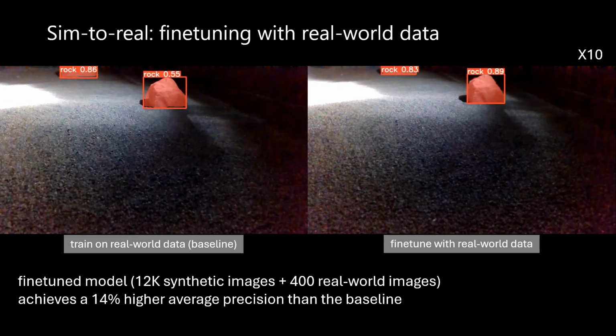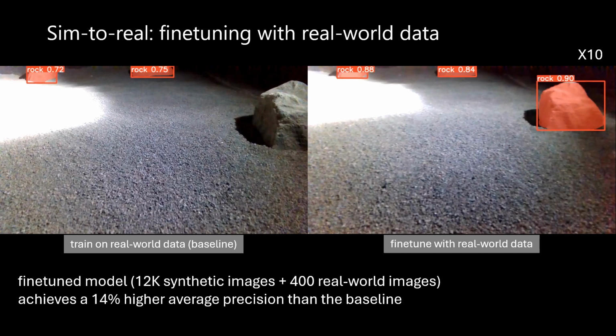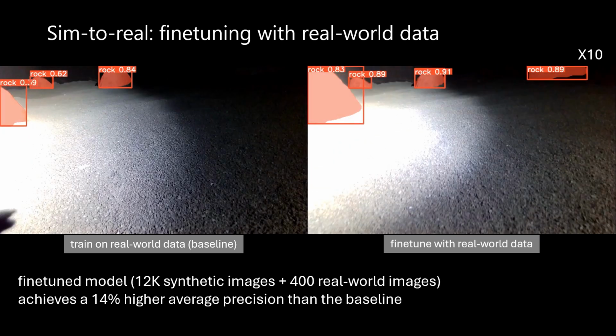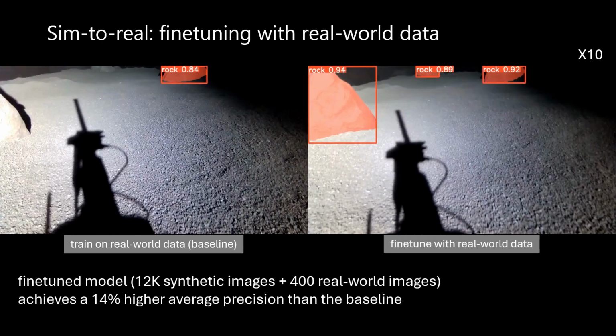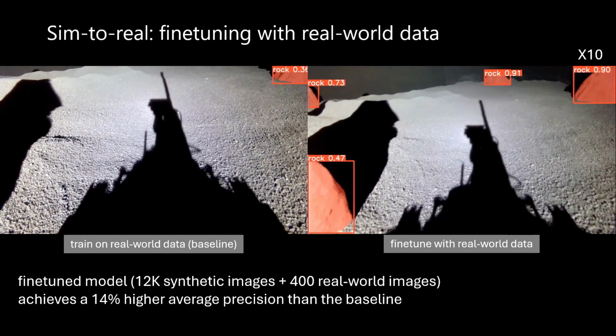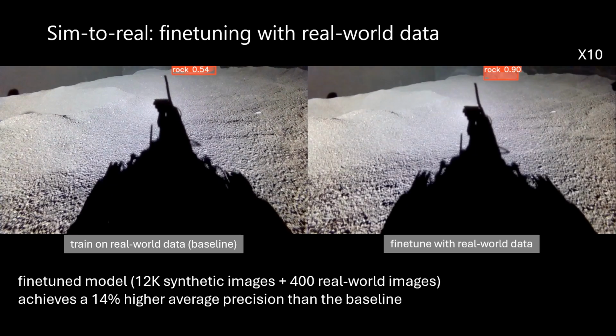However, when fine-tuning models trained from simulation with 30% of the real data available for training, the performance of these detectors surpasses that of the models trained purely with real data. On the left video, you can see the models trained on real data, and on the right, the ones that were fine-tuned. It can be seen that the latter ones are more accurate and less prone to errors.